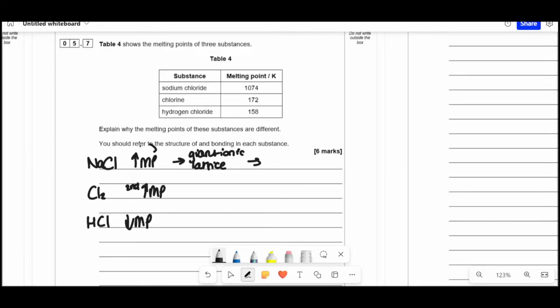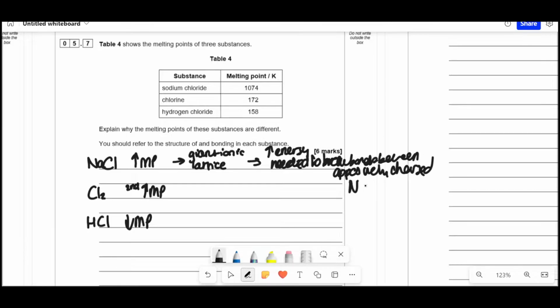If it's got a high melting point, it means you need to put loads of energy in to actually melt it, which means you need a lot of energy to break the bonds. But you need to say what the bonds are. So it means the highest energy needed to break bonds, oppositely charged Na+ and Cl- ions, because they are strong.